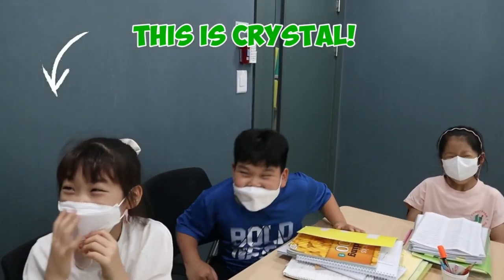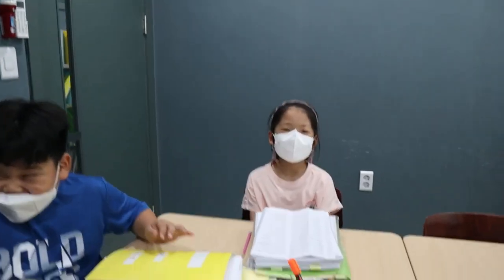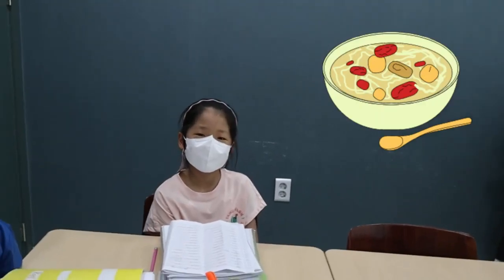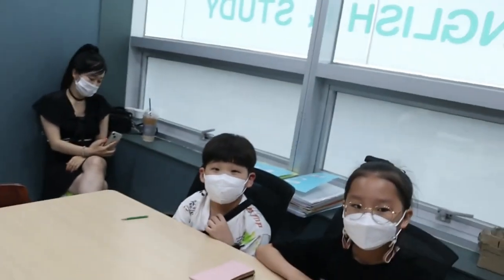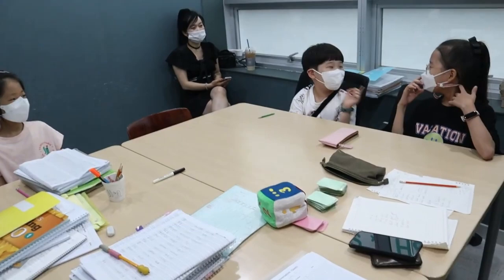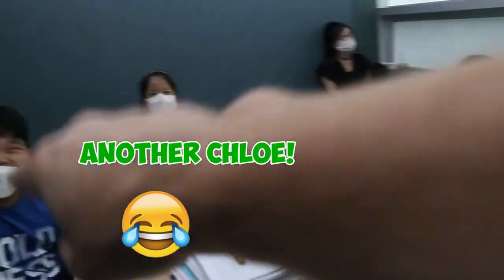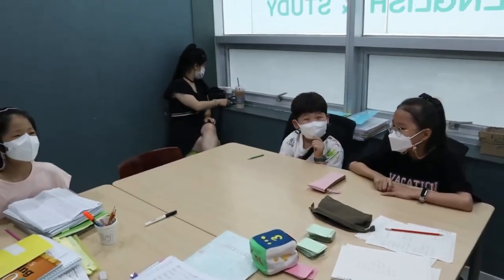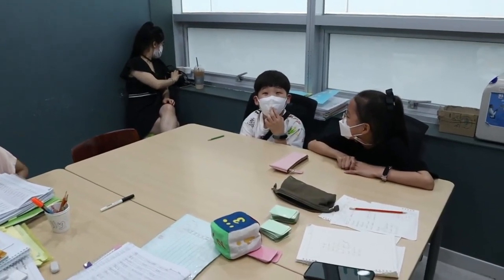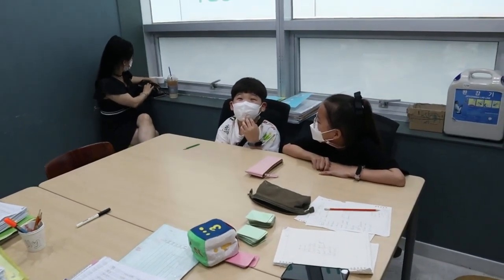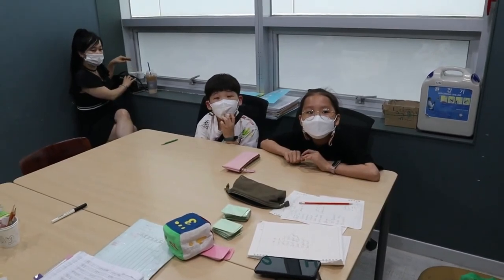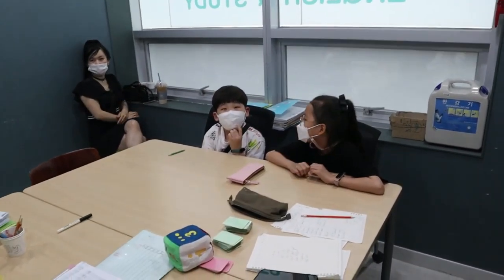Crystal. Okay, Crystal, what is your favorite food? Soup. Okay, not bad. What's your name? My name is Chloe. We have two Chloes, one, two Chloes. Wow. And what do you like to do? Swimming. Where? In space.